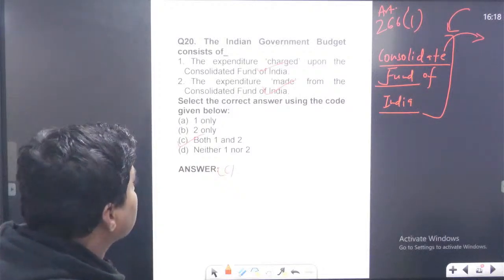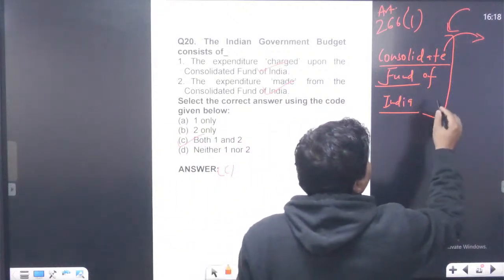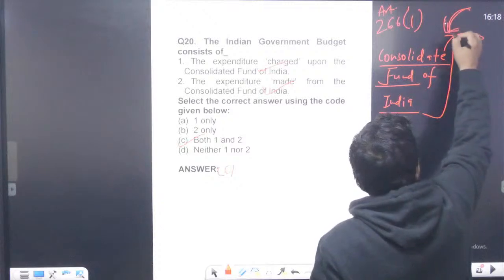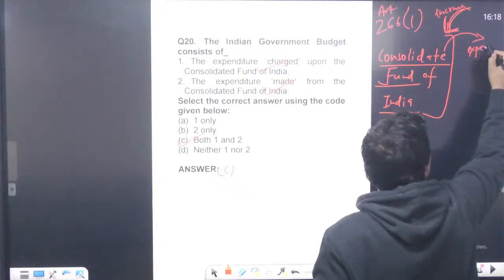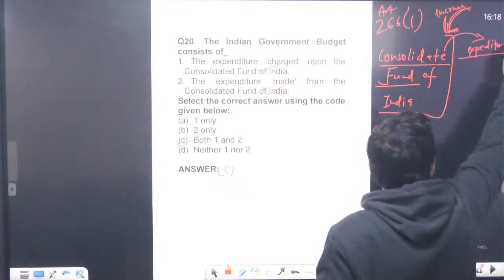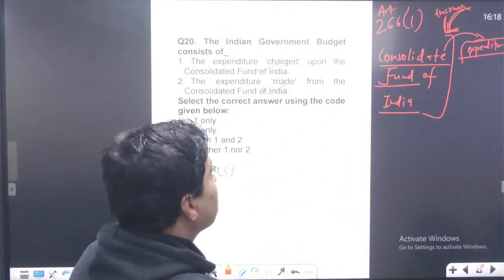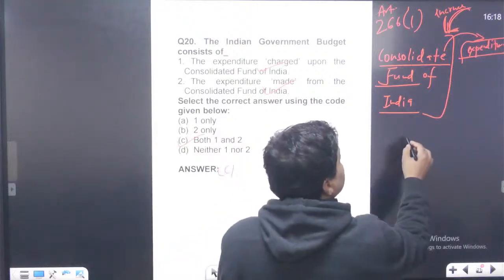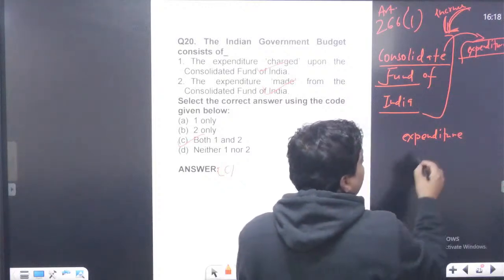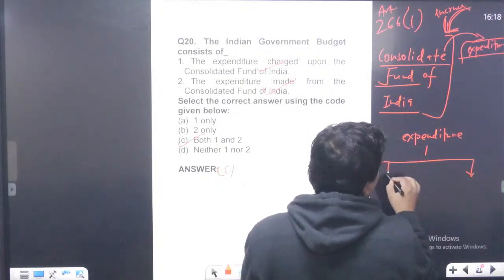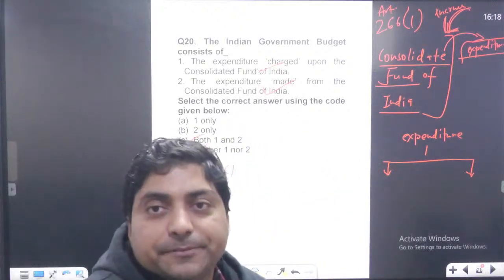Now, the Consolidated Fund of India has two types of expenditure. I already told you that all income, सारा income यहीं पर होता है और expenditure भी यहीं से होता है. चलो हम एक्सपेंडिचर की बात कर लेते हैं. There are two types of expenditure from Consolidated Fund of India. इससे जो एक्सपेंडिचर होता है, खर्चा होता है, वो दो तरीके का होता है.